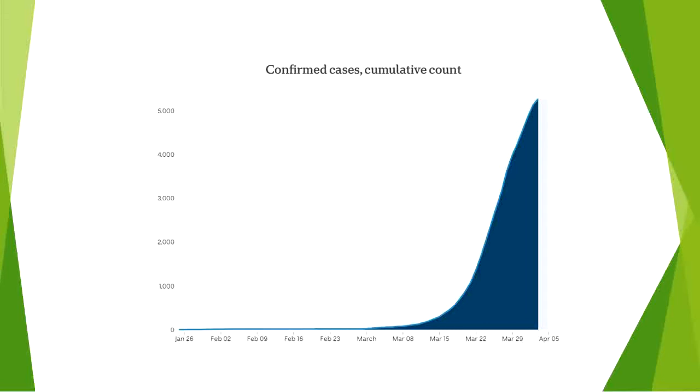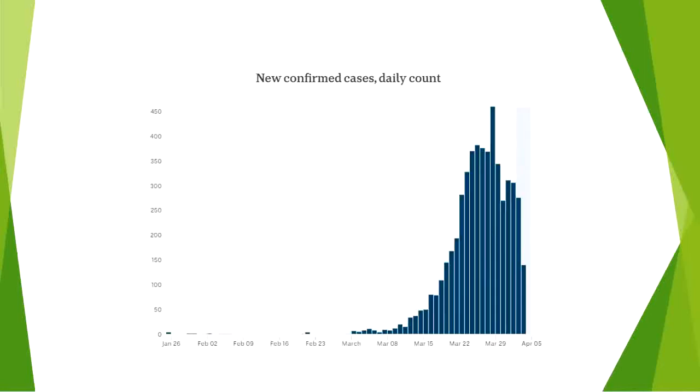Here's one from the ABC website that shows the cumulative count of people who have coronavirus in Australia. And you can see that the number increases all the time. That is, the number of people who have coronavirus goes up. But if I look at this graph from the same website on the same day, it looks like things are getting better. The number of new confirmed cases is going down. One graph keeps increasing and one goes down. What's going on?